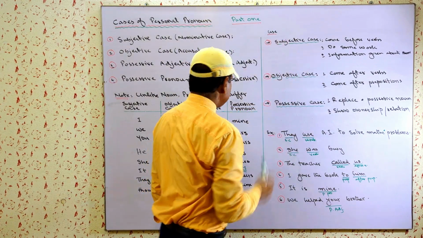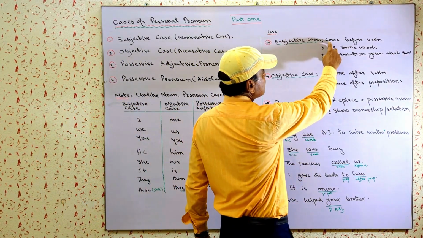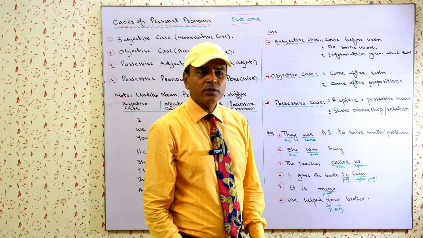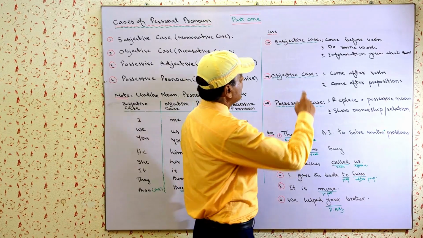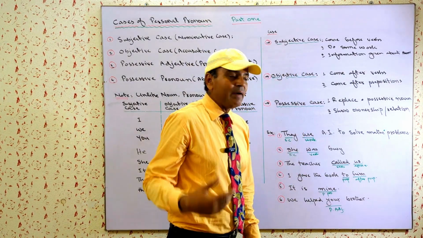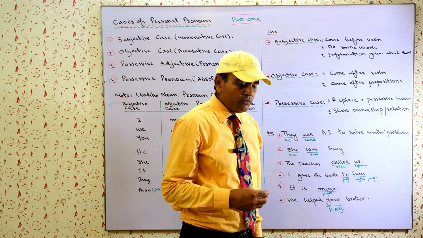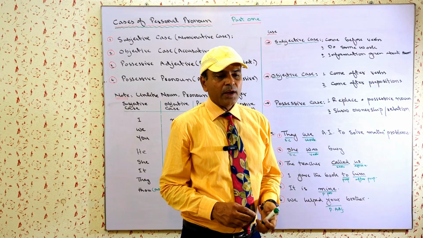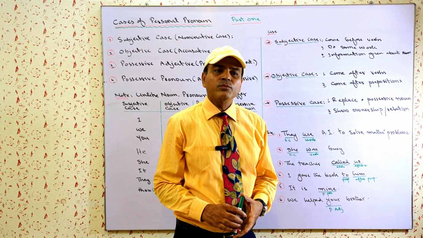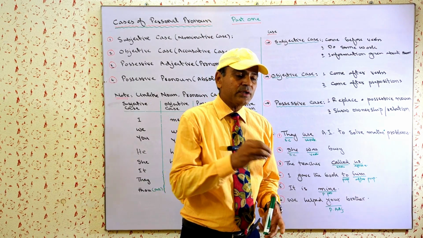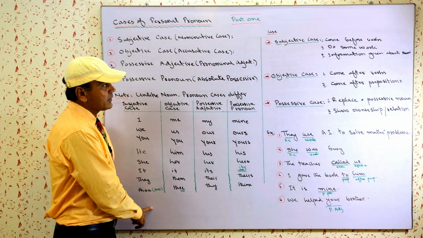What is the use of subjective case? All these cases I have written here, they always come before the verb. The case of the pronoun that always comes before the verb is always subjective case. And what is their work? They do some kind of work. When we use a pronoun in a sentence and he or she or any pronoun is doing the work, the doer of the work, if it is a pronoun, we always use subjective case.